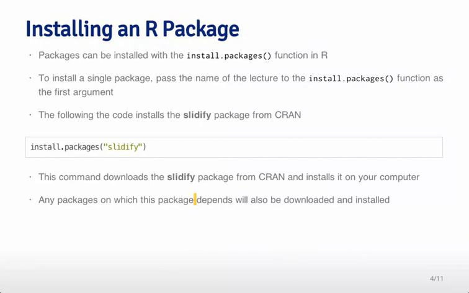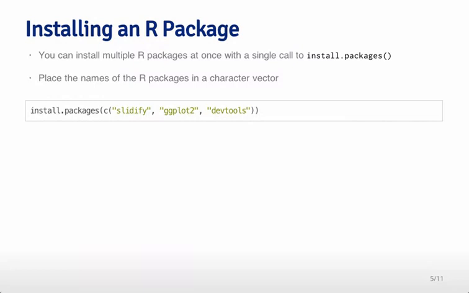So to install an R package, you primarily use the function install.packages. So what you can do is just use that with the package name as the argument. So for example, if I want to install the slidify package, what I would do is I would just type install.packages and then in quotes "slidify". And what that would do is that would go to CRAN and it would install that package on your computer. Any package on which that package depends will also be downloaded and installed. This is actually one of the nicest parts about R, that it's relatively straightforward to install new packages.